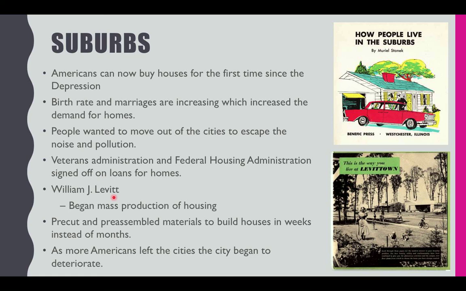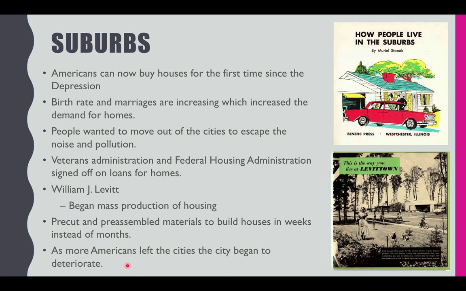This is Levittown. We are going to take that idea of mass production to the housing, make them all fast, make a whole bunch of them, make them affordable. These are pre-cut and pre-assembled, so you can increase the number of houses being built, and we're going to do it in weeks instead of months.